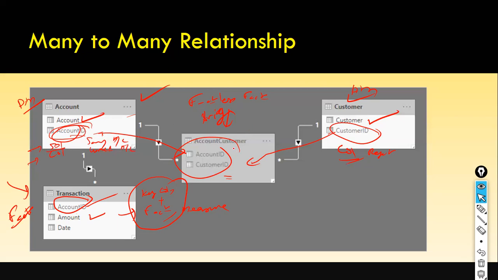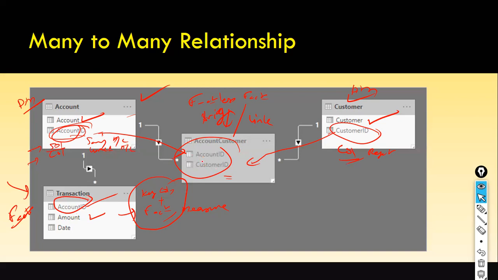Now we got it. We need to have an intermediary table, because these two have a many-to-many relationship. If you want to use the customer dimension to filter this, obviously you need to have a link table. The link table links the key columns, account ID and customer ID, from both the tables. So with this, you can tell which account is held by which customer.